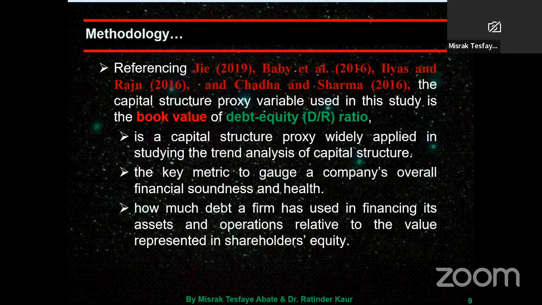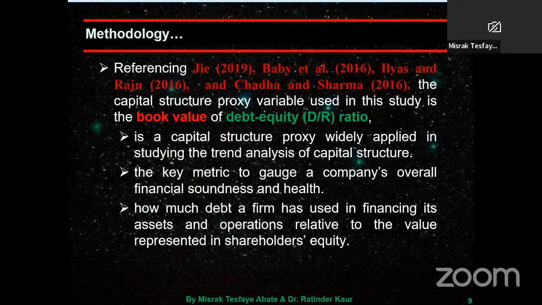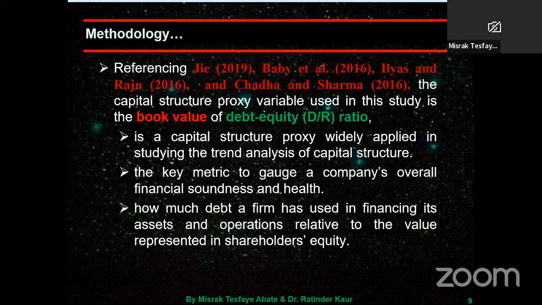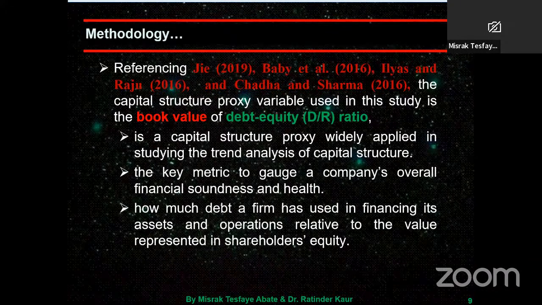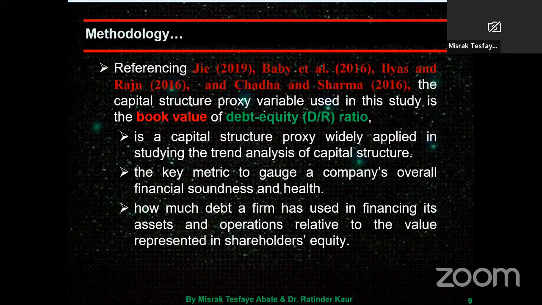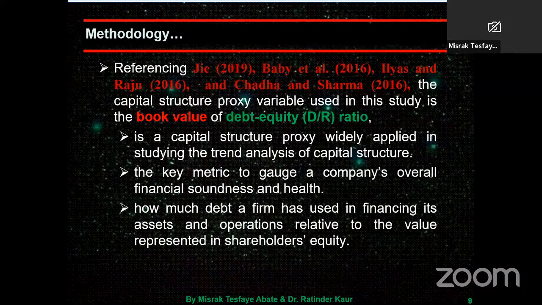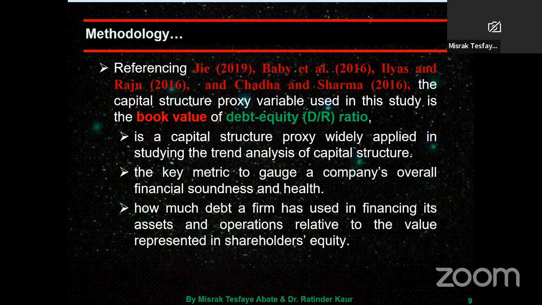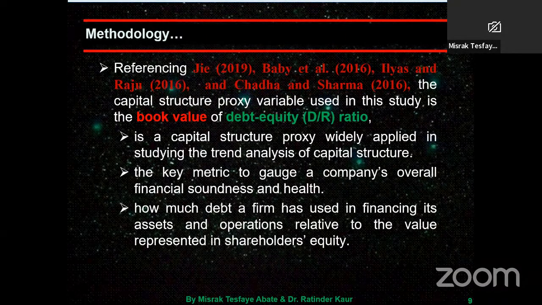Evidenced by various prior empirical studies, the primary capital structure proxy variable used in this study is the book value of the debt equity ratio. We don't have market value data, so I used the book value. There are different capital structure variables; I selected the debt equity ratio for this conference presentation.